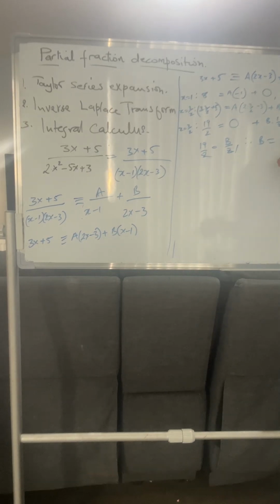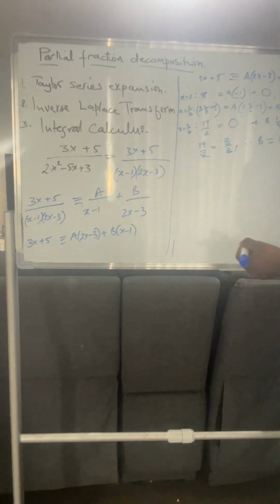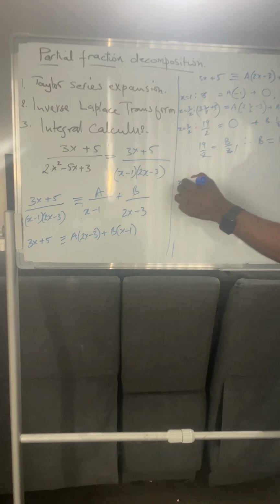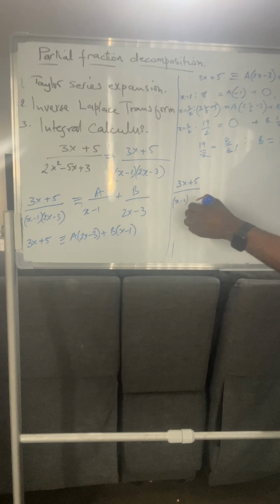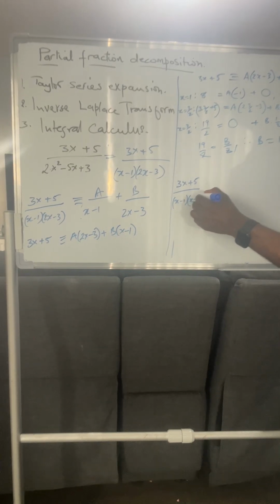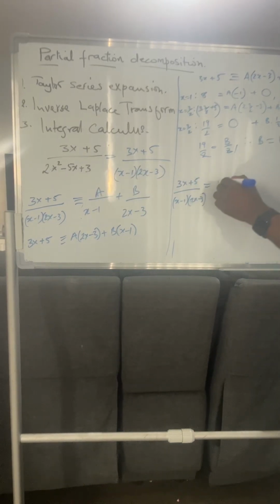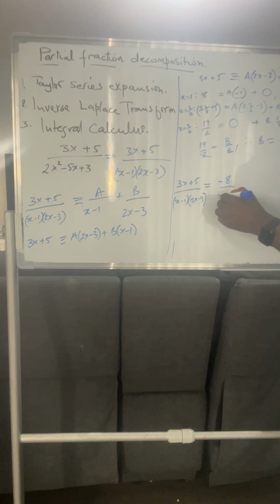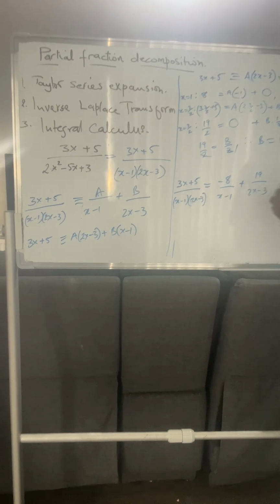So you now have your values of a and b. a is minus 8, b is 19. So now you come here to give your answer. So now you have 3x plus 5 over x minus 1 times 2x minus 3. You say a, but a is minus 8, so minus 8 all over x minus 1 plus b, which is 19, 19 all over 2x minus 3.